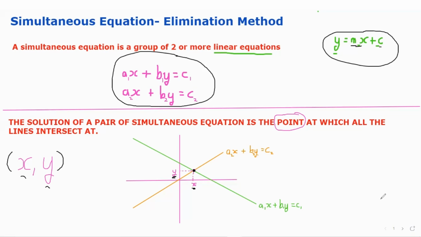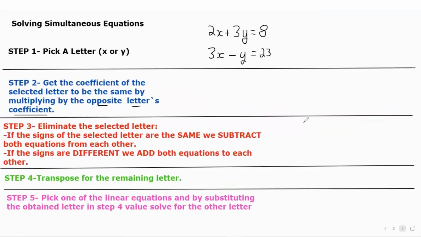Okay, so that's your foundation. Let's try one, and go through the steps here. Step one of solving a simultaneous equation: we pick a letter. In this case, I'll pick x. When you pick the letter, you just circle it to isolate it.